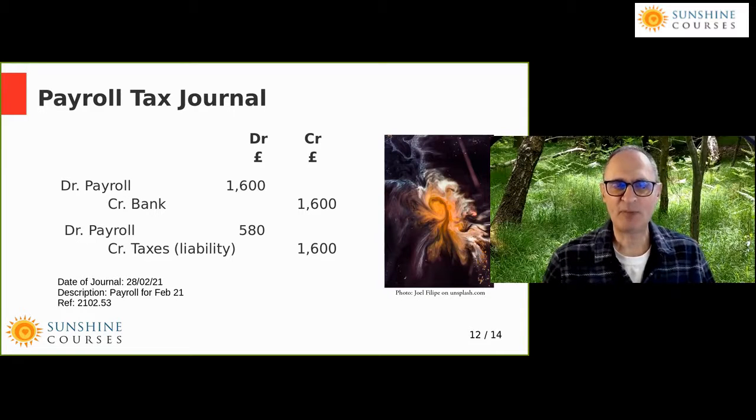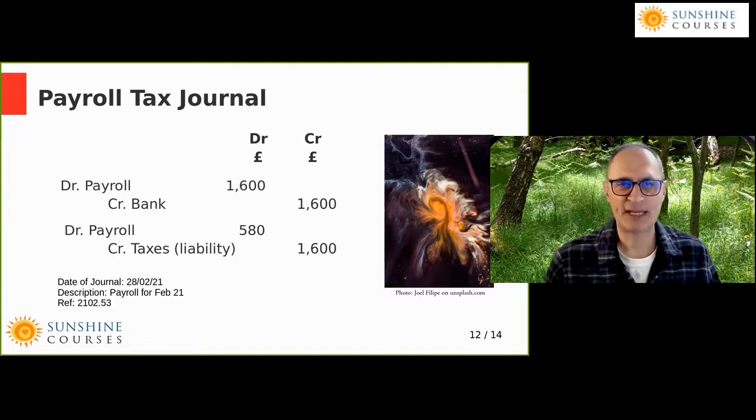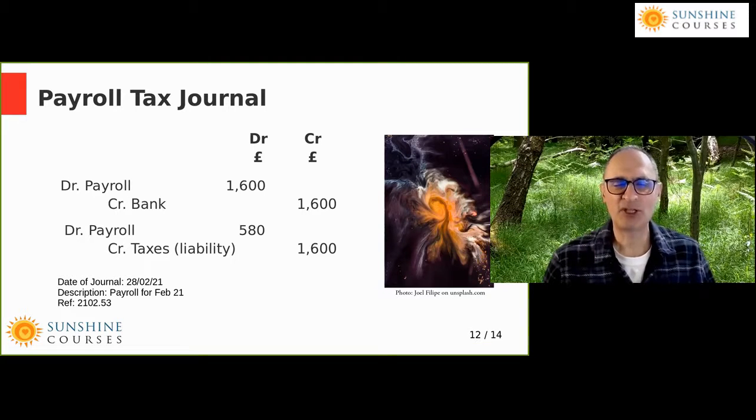And the reason we've debited payroll in this month is because our payroll costs are not just the net pay that we pay to our employee. It's also the taxes we deducted from the employee, which we're going to pay over to government next month. And it's also the £180 that we have to pay for employing somebody. So we credit liability because we owe the money next month.